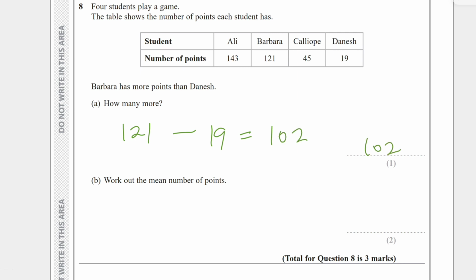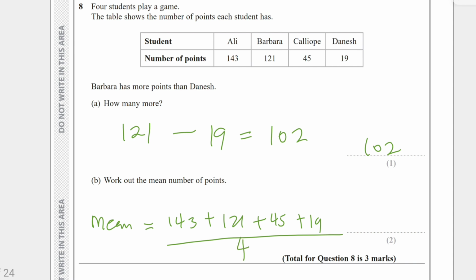Work out the mean number of points. So the mean number of points is going to be 143 plus 121 plus 45 plus 19, all divided by 4. Using our calculator, the mean is 82.